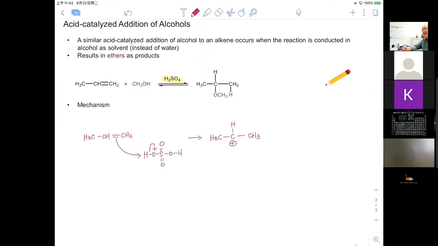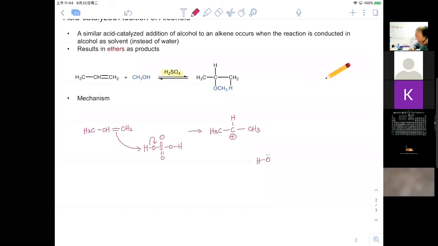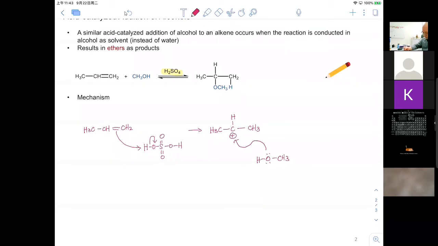Then you have an electron-deficient electrophile, right? So what's the nucleophile? The methanol. So you have a methanol here, and the lone pair. Now the lone pair will attack the carbocation here. So what do you generate? You have H3C, H, CH3. Remember, there is still a proton on the oxygen.